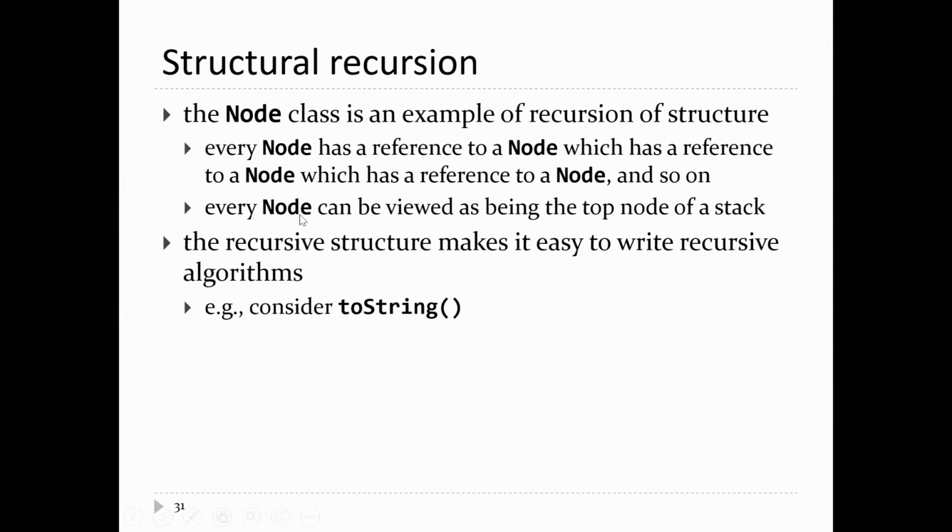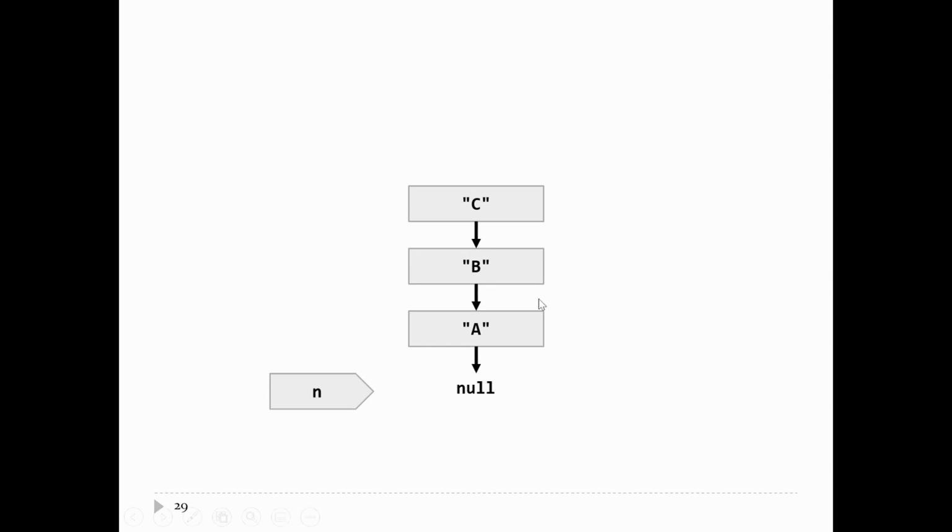So what that means is, in a linear linked node structure, you can view any node as being the top node of a stack, not this stack, of a stack. For example, in this stack here, we know that that node is the top of the stack. But if you look at the second node, you can say that the second node is the top of a stack of size 2. So B is the top of a stack consisting of the A then the B. And the A is the top node of a stack consisting of just the node A. So each node in the stack you can view as being the top of another, smaller stack.